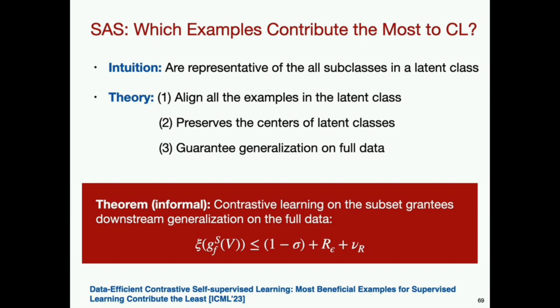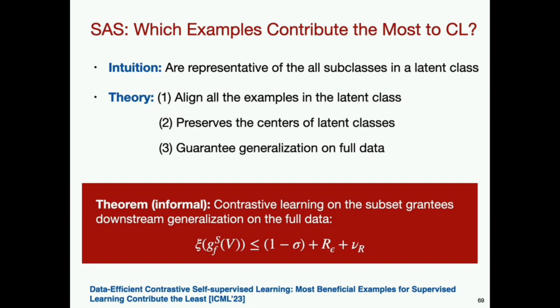So this is an informal sketch of the theorem we have in our paper. Here we're trying to show the error of the linear probe trained on the representations we got by training on the subset, right? And here sigma is a data-dependent constant. R epsilon is another data-dependent constant. And then nu r is this extra error term we accumulate because we're clearly not preserving the alignment and divergence perfectly. So that's the error of the subset selection part.